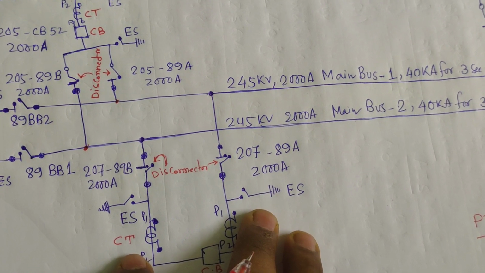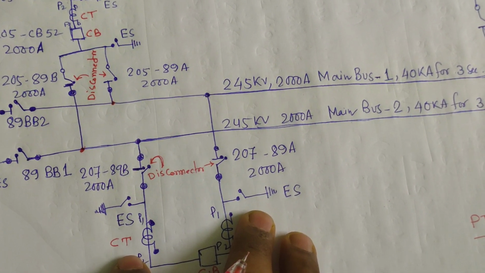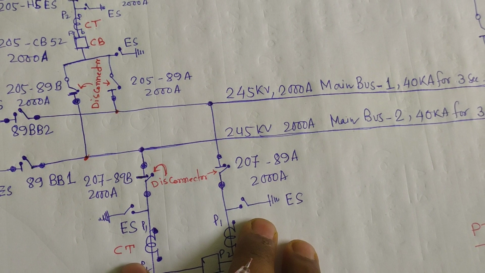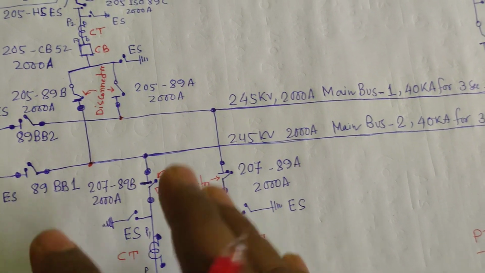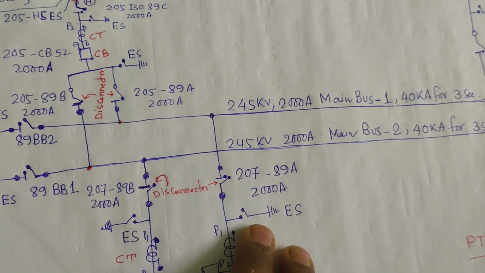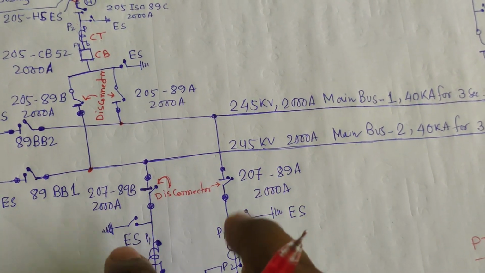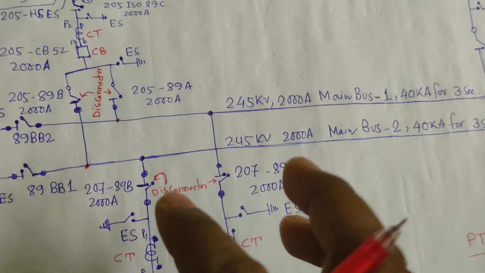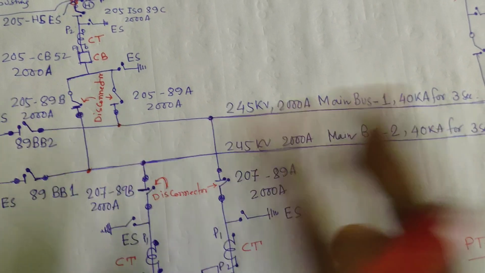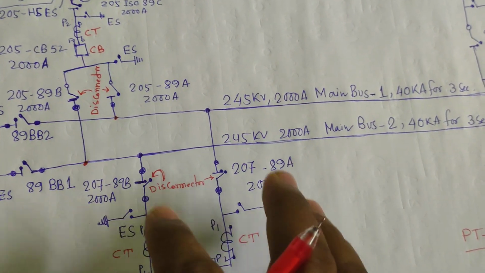And for the financial burden, the land requirement is very little for the GIS system, but for the AIS system the land requirement is more. If you want to know details about the GIS, please see my previous video. The details have already been given there.